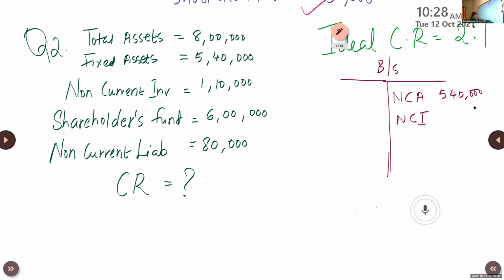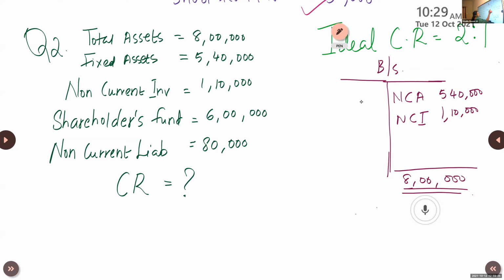Total assets are given to you. Total asset is here down 8 lakh. This is just the working note. Okay, 8 lakh. Coming to the liability side, what you have? Shareholders fund. The first item is always the shareholders fund.